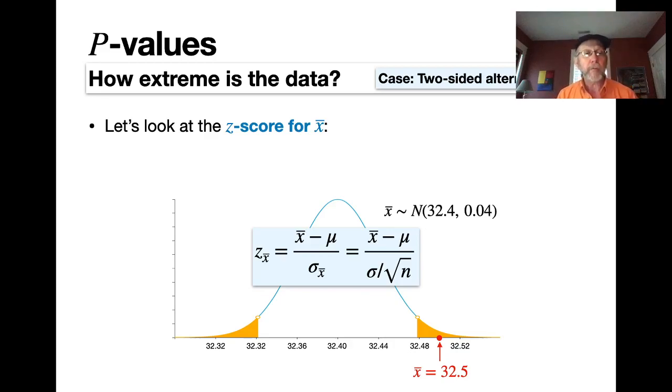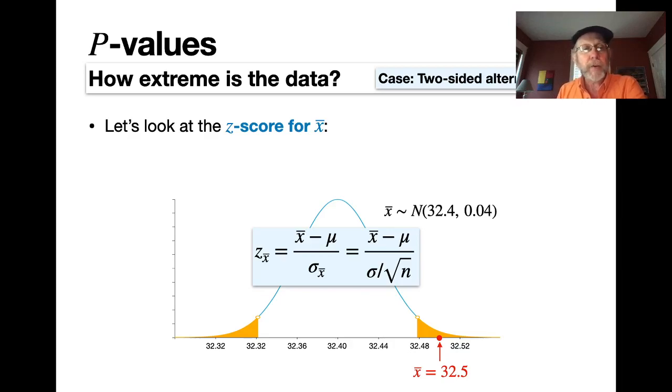So that's what you see in the formula. The z-score for x bar is x bar minus mu divided by the standard deviation of x bar. But we know the standard deviation of x bar is sigma over root n. And so you often see that right-hand piece of the formula, x bar minus mu over sigma divided by root n, in text as the formula for the z-score for x bar. But it's really just a z-score. You just have to remember to use the standard deviation for x bar.